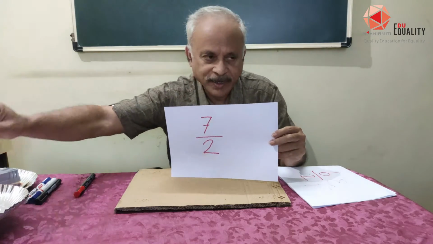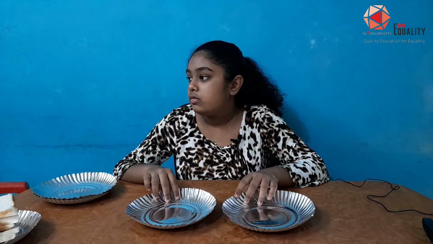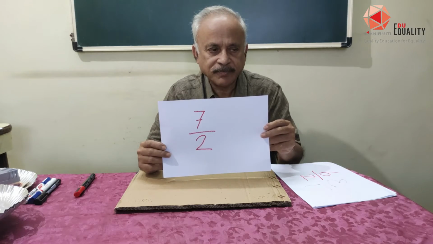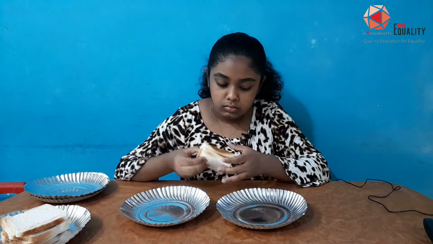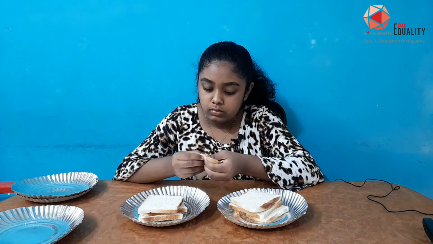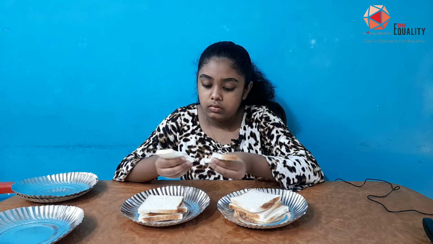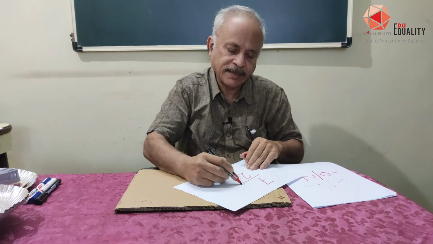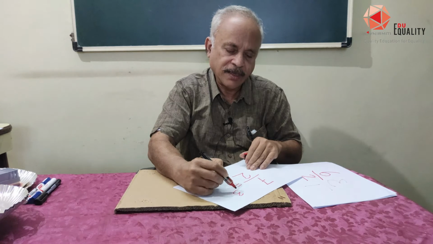One more slice of bread you require. Okay. So now you have how many slices of bread? 7. Count them. Yeah, please do this division. And what is the answer? 3.5. So we can say that this is 3.5.